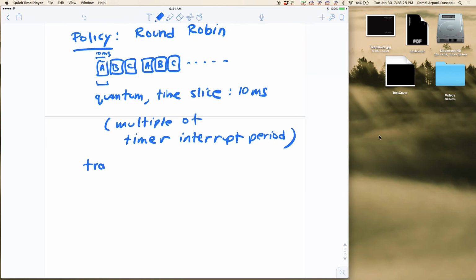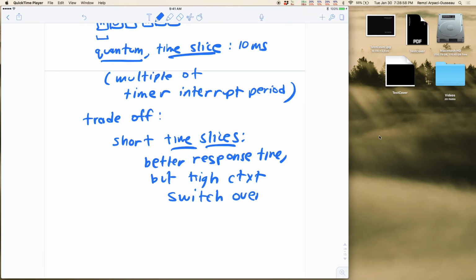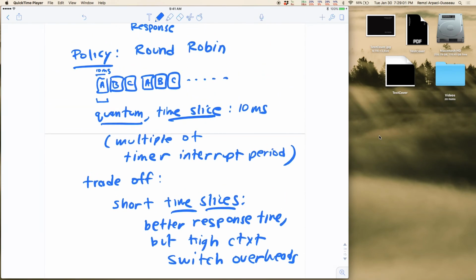Now, a natural thing with round robin is we have this trade-off. If we have really short time slices, and that's another new term, a time slice or a quantum, we have better response time. But as we talked about, we might have high context switch overheads. If you're constantly switching at a very fine granularity between one job and the next, at some point the system's gonna run more slowly. You're spending all your time switching. You're not letting the jobs just run.